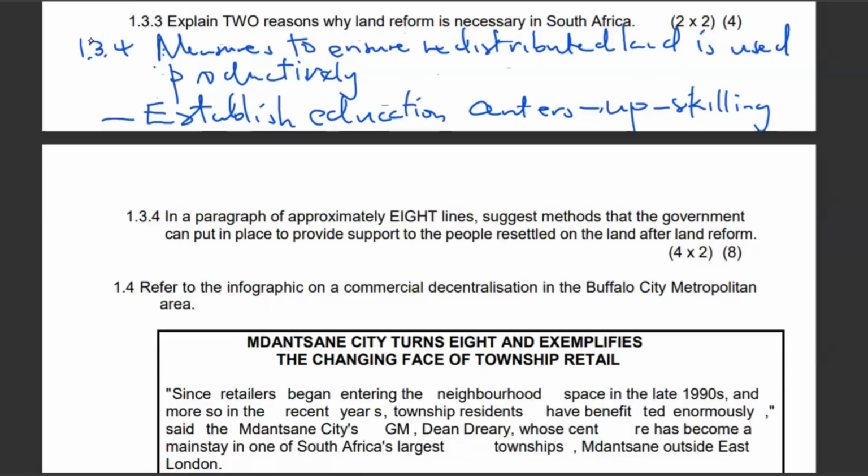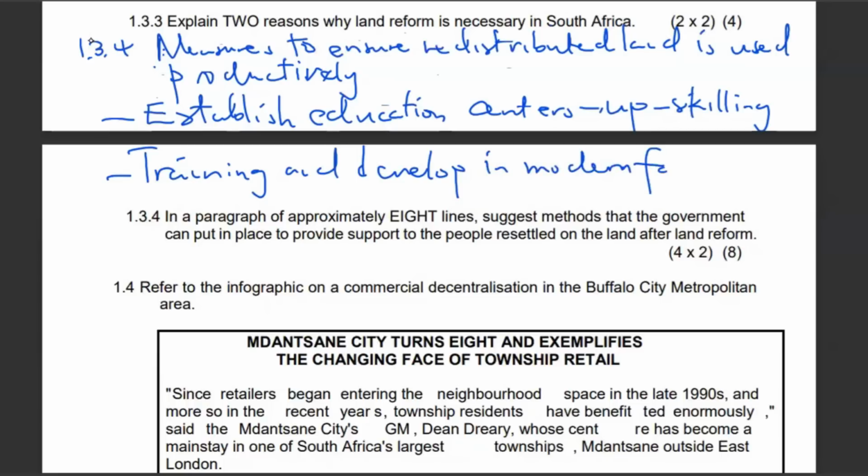We can also add on training and development. The government can institute training and development in modern farming. The world is changing. We cannot keep on resorting to traditional methods of farming. Now the farmers need to be equipped with skills of modern farming. They need to be exposed to the modern world of agriculture.